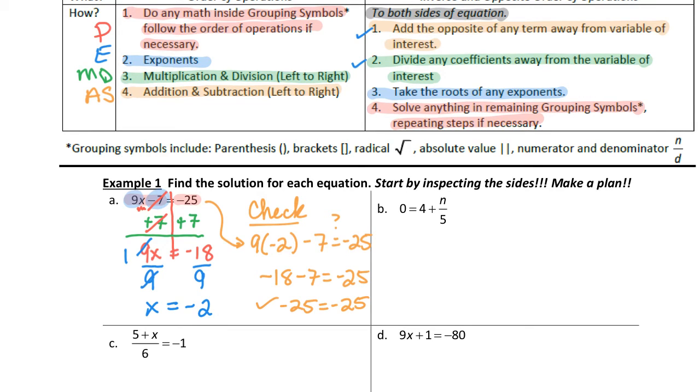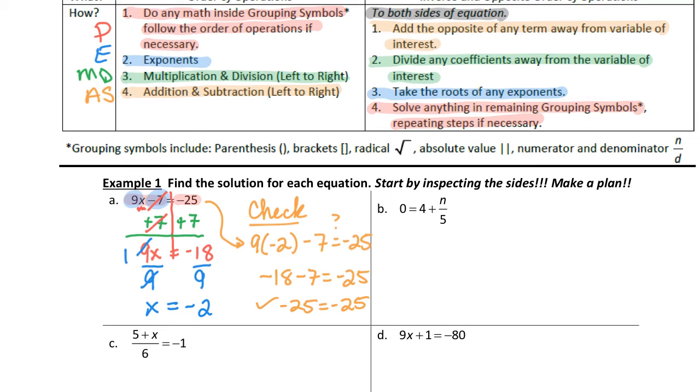So I'm just going to remind you about one thing here. It says start by inspecting the sides. Do you see how I inspected the sides? I looked, oh, there's multiplication and there's subtraction. I need to do subtraction or addition first, then I need to deal with multiplication or division. Just so you know, for this lesson, we're actually only going to be dealing with 1 and 2, maybe a little bit of step 4.